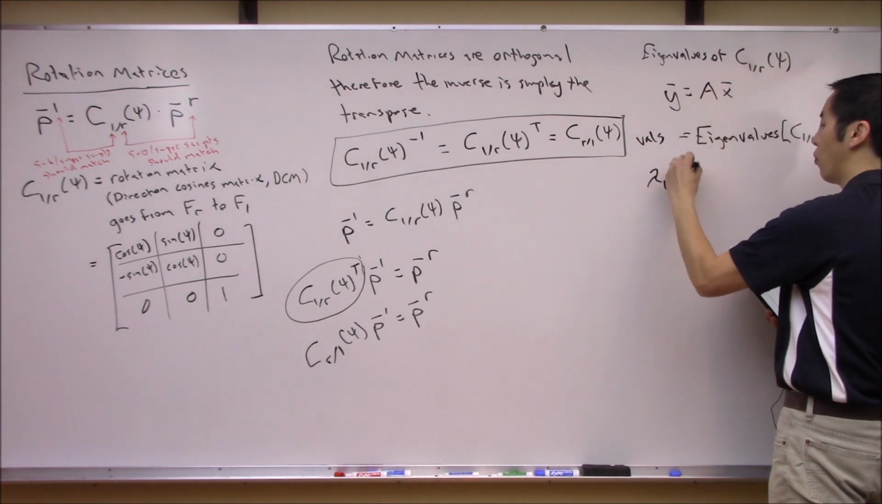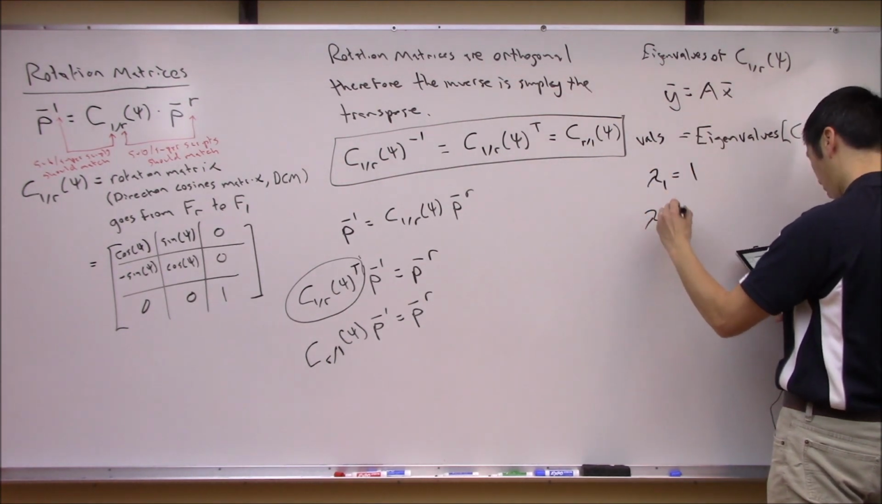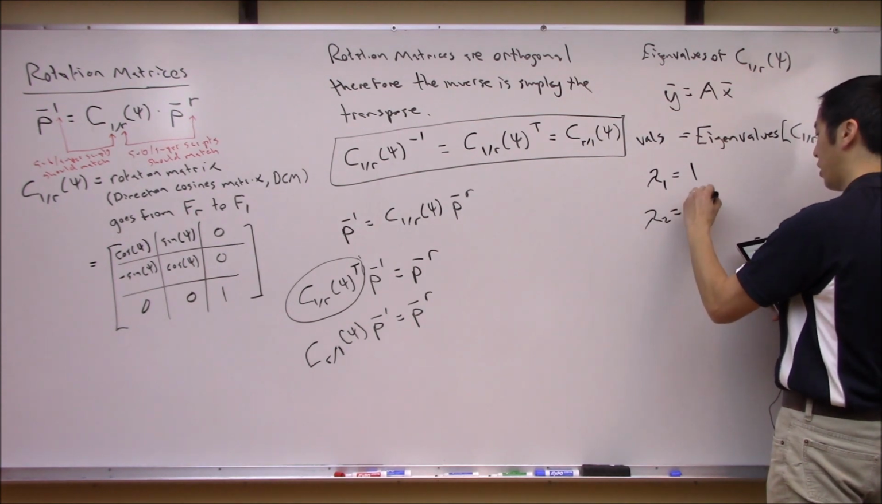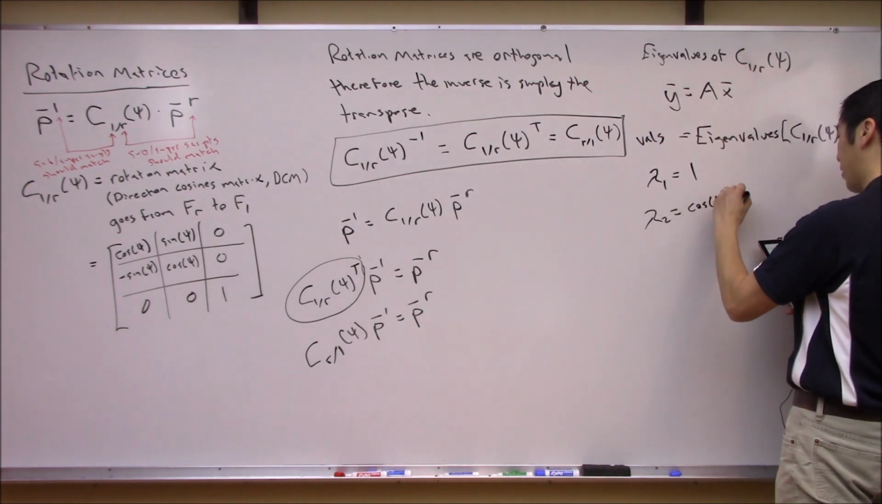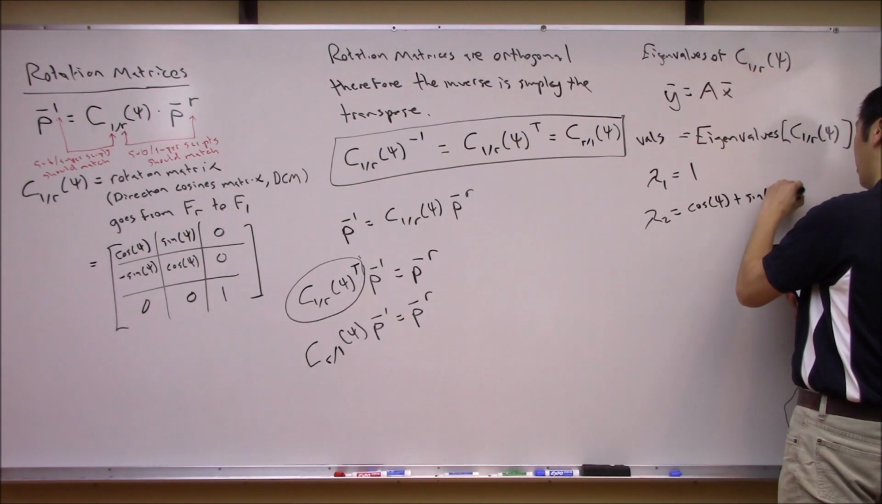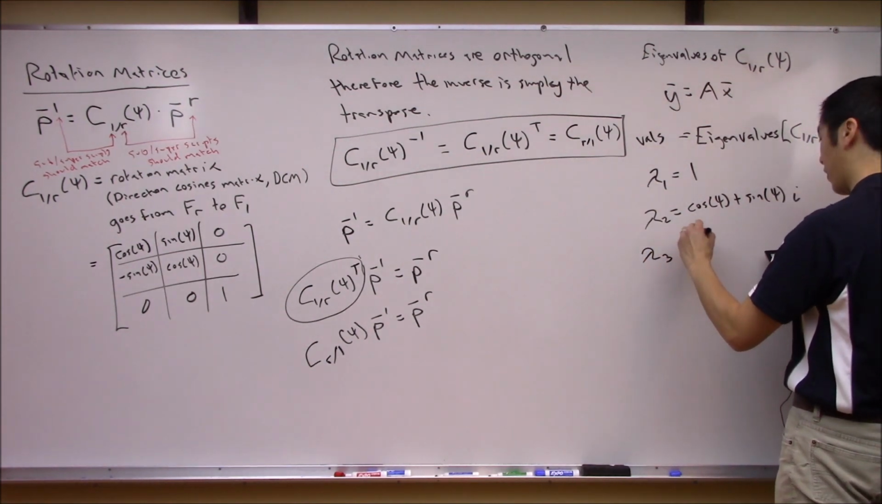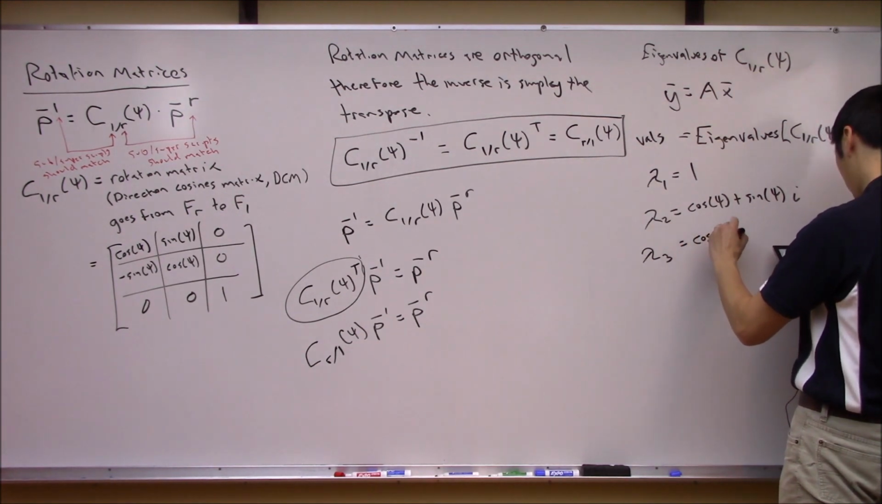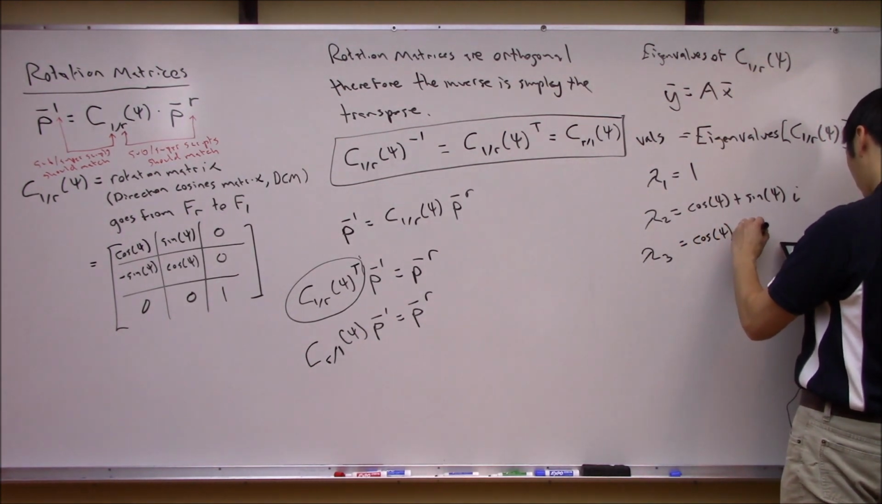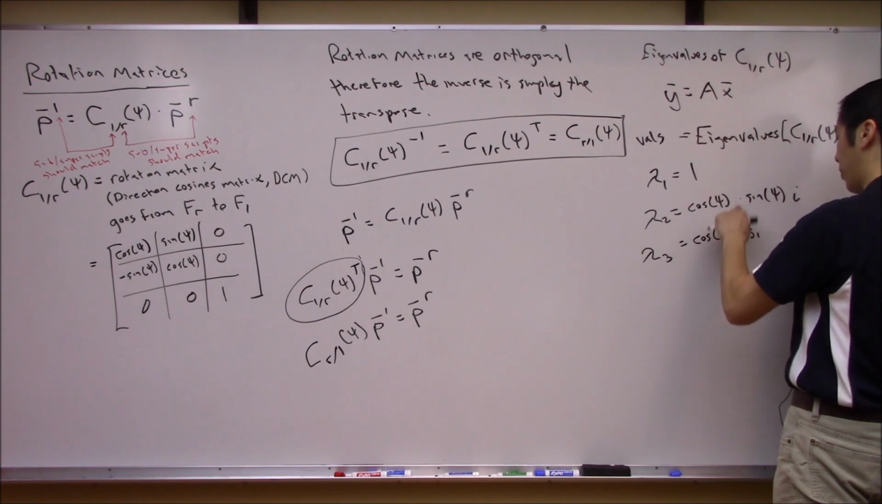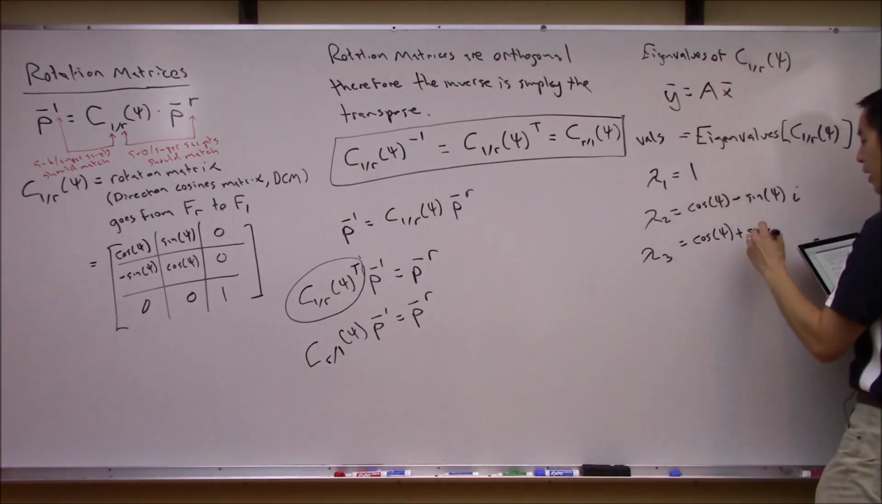you get a lambda 1 here of 1, a lambda 2 here of cosine psi plus sine psi times I, the imaginary number, and then lambda 3 here, since it's 3x3, you better have 3 eigenvalues. So this is cosine of psi plus sine, or sorry, this should have been minus. It doesn't matter which order. One of them is minus, one of them is plus.